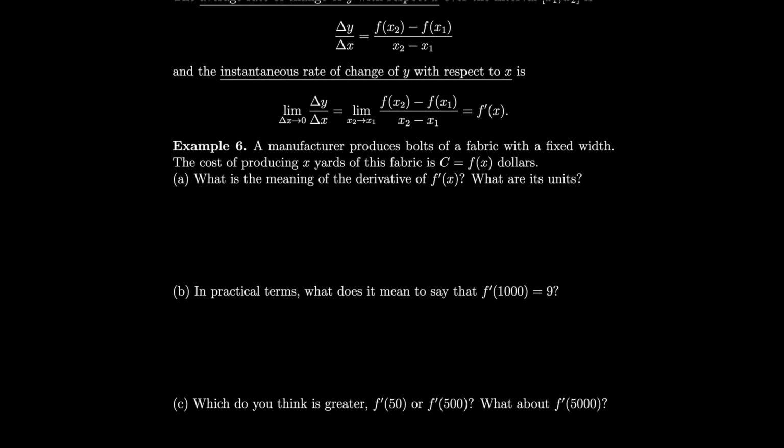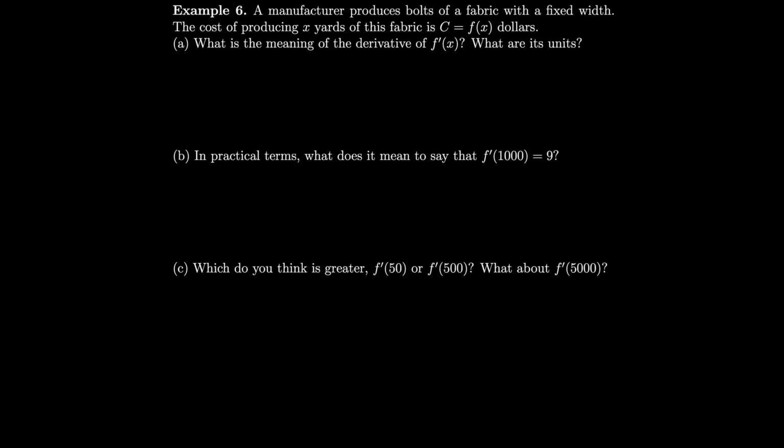Okay, as an example, a manufacturer produces bolts of a fabric with a fixed width. The cost of producing x yards of this fabric is c equals f of x dollars. What is the meaning of the derivative f prime of x? What are its units? Well, f prime of x means the rate of change. Our derivative is always a rate of change of the production cost with respect to the number of yards produced.